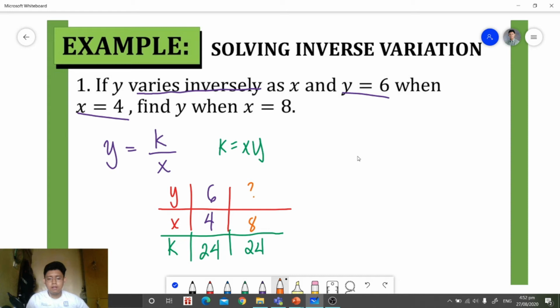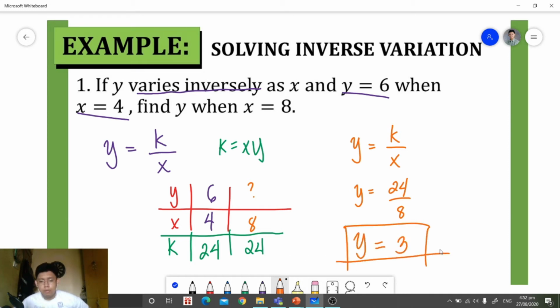To get the value of y, we will still use the same equation, which is y is equal to k over x, and substitute the given. We will have y is equal to 24 over 8. So let's divide 24 divided by 8, and that will be equal to y is equal to 3. Y will be equal to 3 when x is equal to 8.